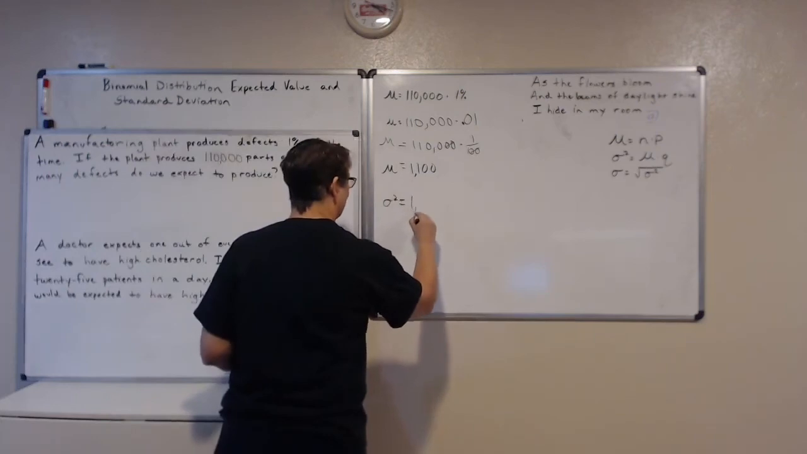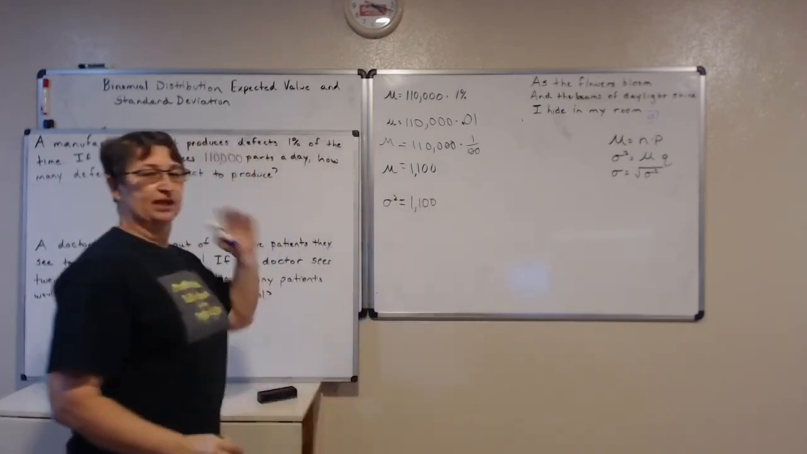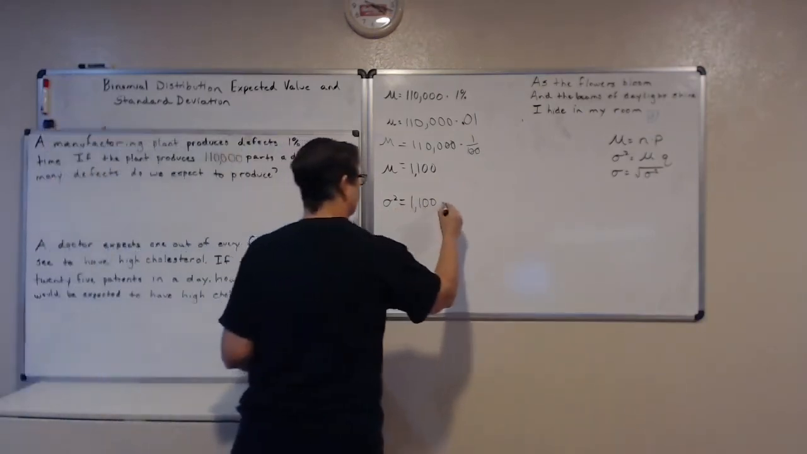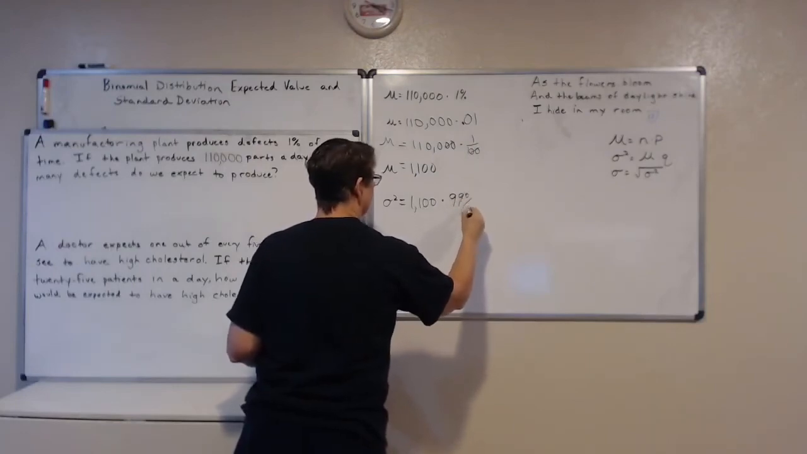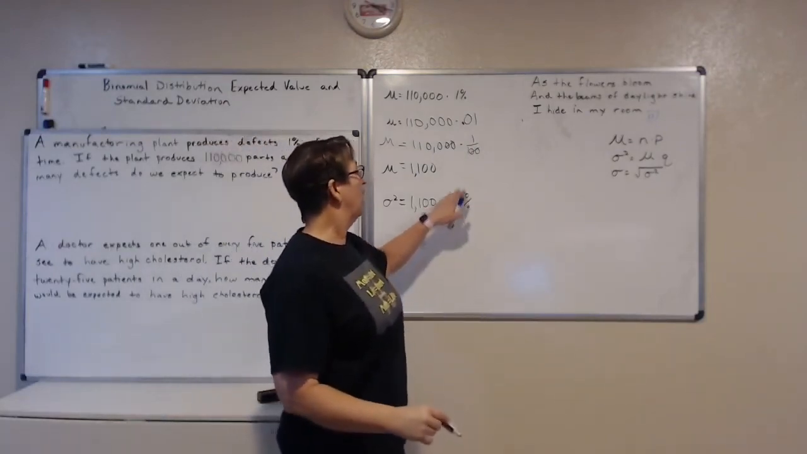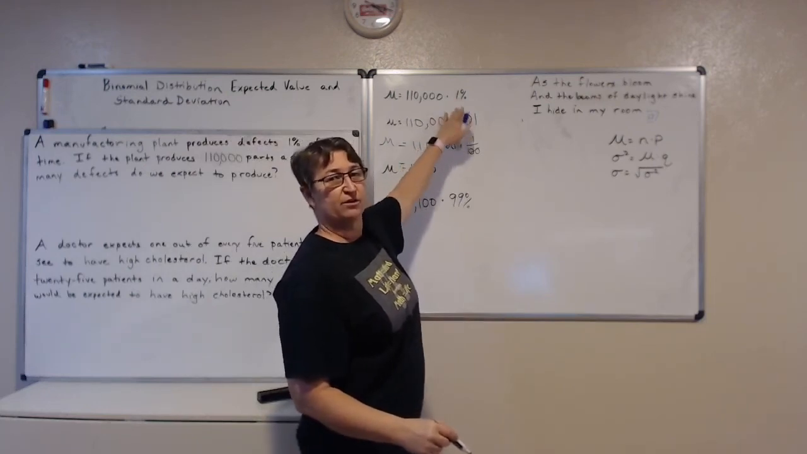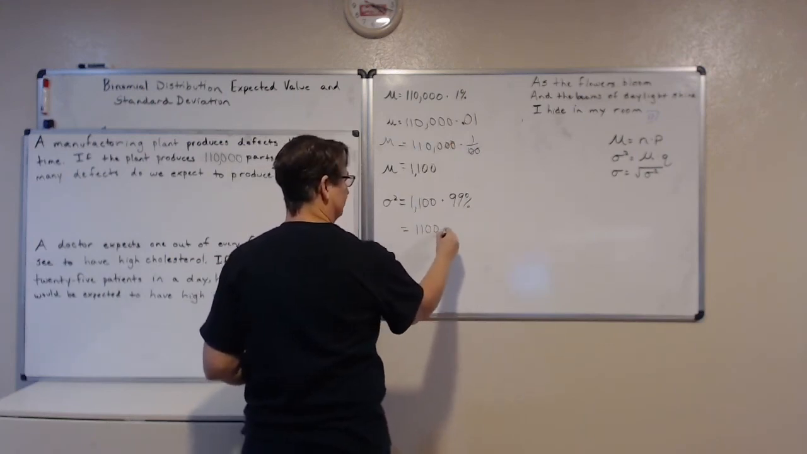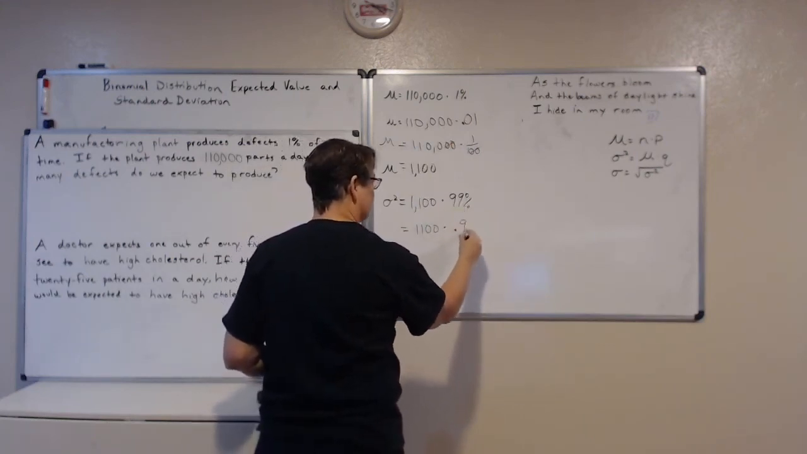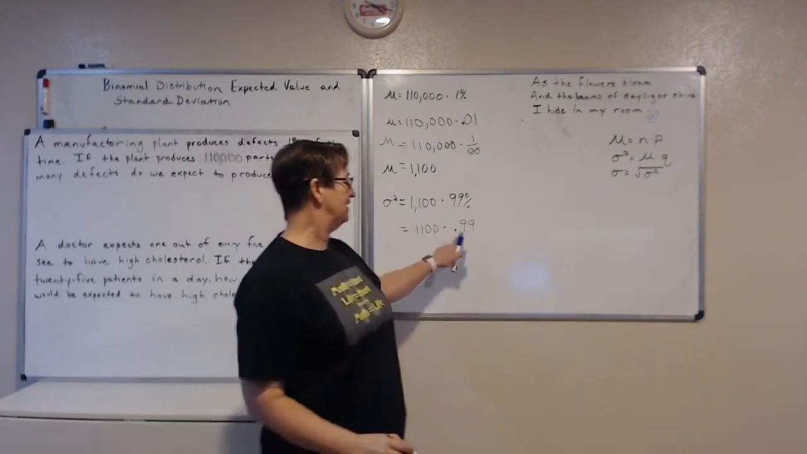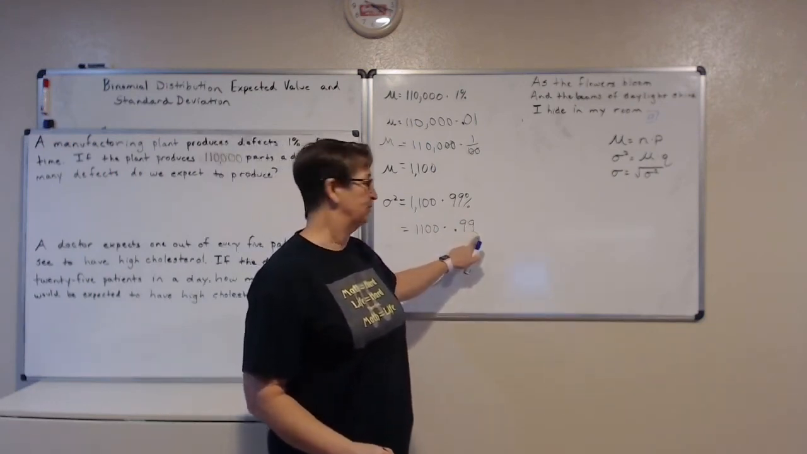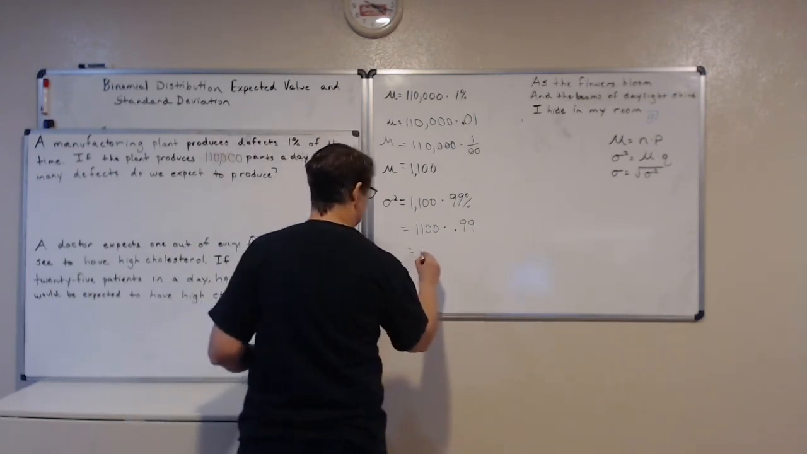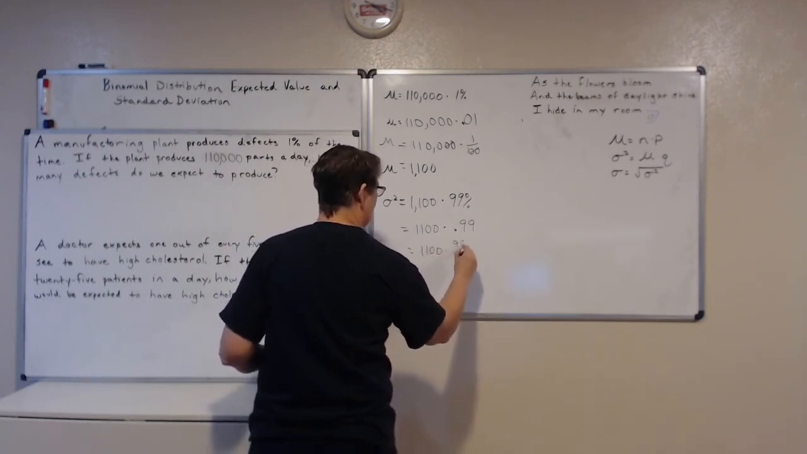So I have that 1,100 is my mean, and then my probability for failure is 99%, because 99% is the complement of 1%. Or I could write that as 1,100 times, as a decimal, 0.99. I would read that as 99 hundredths because it ends in the hundredths place. Or you could do it as times 99 over 100.